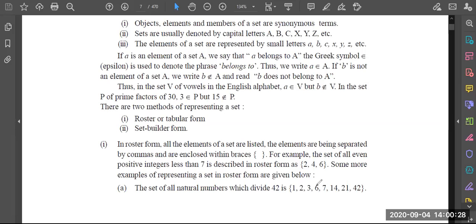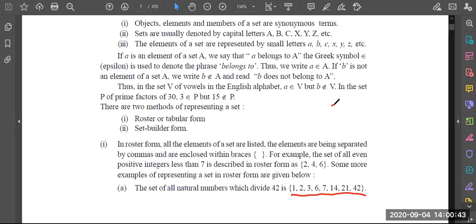The factors of 42. So obviously you will represent it like this. Yes or no? Tell me. Yes. Now this curly bracket, you have to use curly bracket. This is the way how to represent it, right?